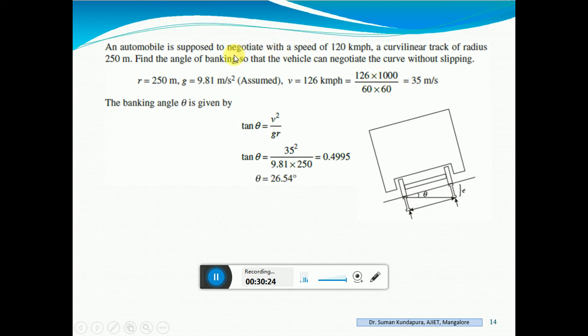So I am supposed to find the angle of banking, so theta I am supposed to find. Tan theta is equal to v squared by gr. g is 9.81, r radius is given as 250. Find out theta. Theta is 26.54.